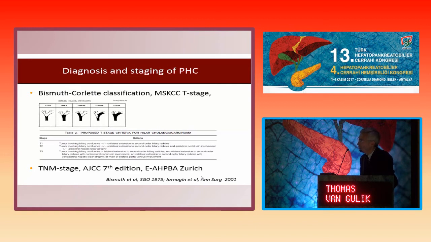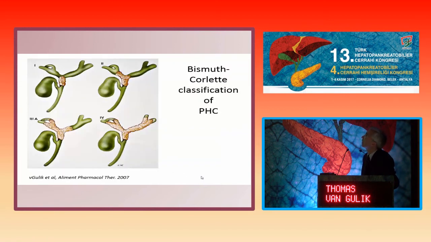We have the TNM stage in the AJCC 7th edition. Those are post-hoc classifications, so more based on pathology. And in Zurich, there is a classification system developed, which might be useful, but it's quite elaborate, and we have to see from the registry what comes out. But what we, as surgeons, would look at in the first place is the Bismuth-Corlette classification.